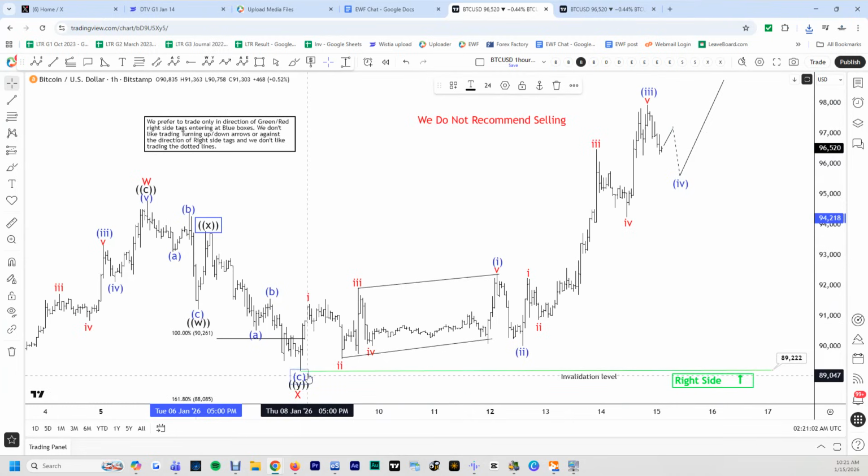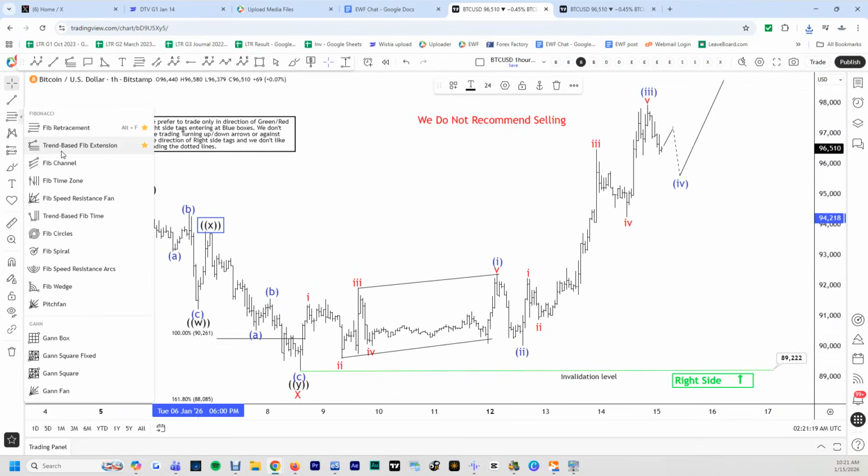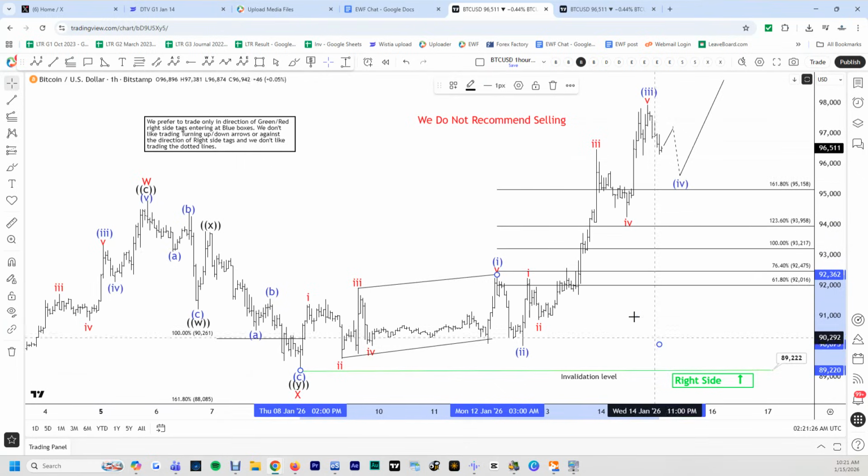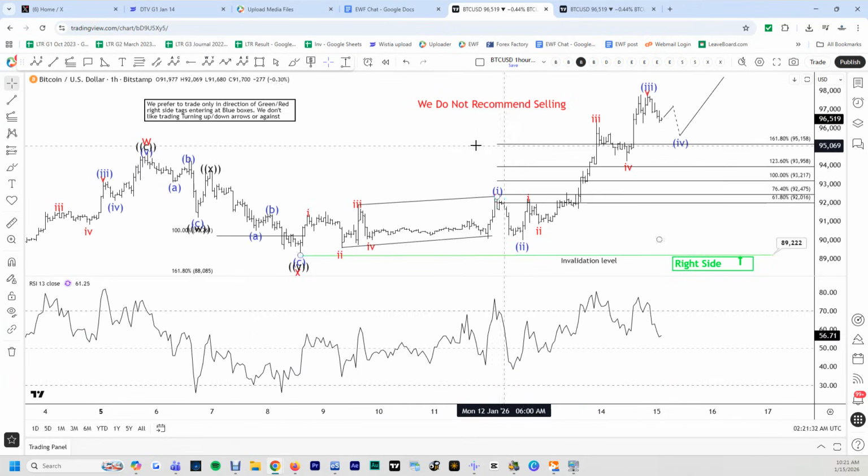So within Y leg, we subdivide into an ABC where the A leg is in the form of potentially a 5 ways up here. Okay, so once we finish this 5 ways up, we could be seeing a pullback in the B before potentially extending higher in the C leg. But you can see in the rally still calling for a. Now I just want to let you know this rally here is more than 1.618 extension already.